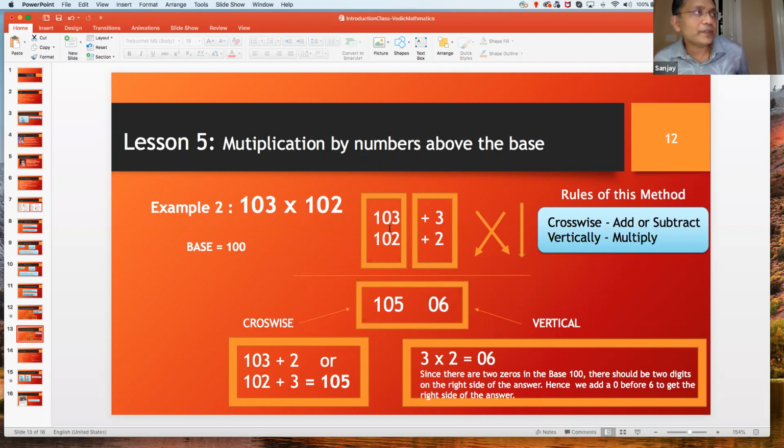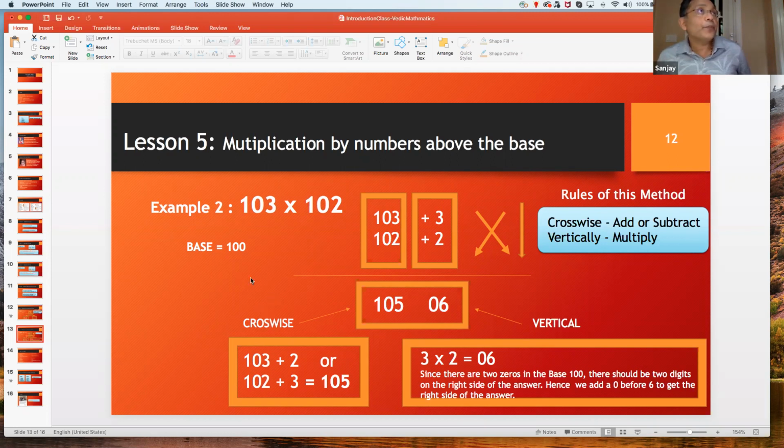Those are some rules that you learn through the class. But on the left side, you simply add 103 plus 2 or 102 plus 3. Either way, you'll get the same 105, and that's why the answer is 10506. So you'll see that it is much different than the conventional method. It doesn't matter whether you do it from left to right or right to left, so you have a lot of flexibility to do this kind of multiplication.